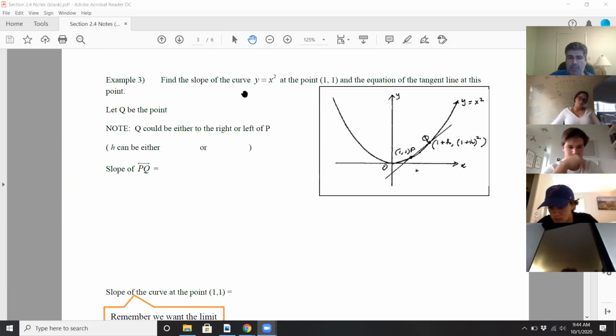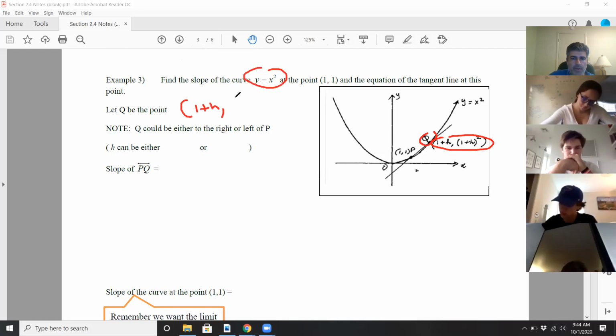Let's find the slope of the curve y equals x squared at the point 1, 1, and the equation of the tangent line at this point. So here's the curve y equals x squared, here's 1, 1. And point Q, I know it's kind of strange, we're going to call 1 plus h for x. And because it's y equals x squared, your y value is going to be whatever x is, squared. Because x is 1 plus h, my y would be 1 plus h squared. I know it's kind of weird.